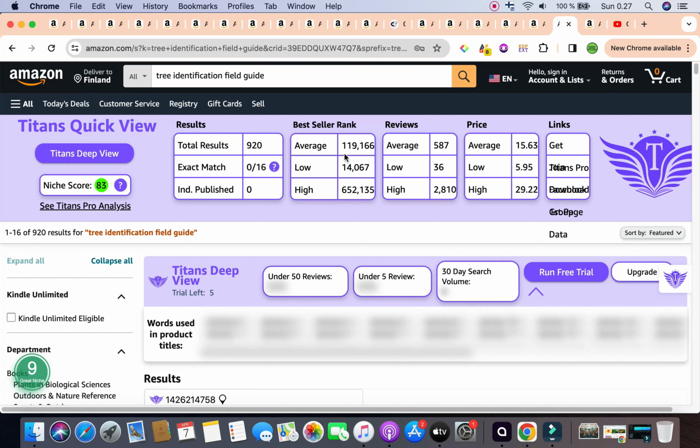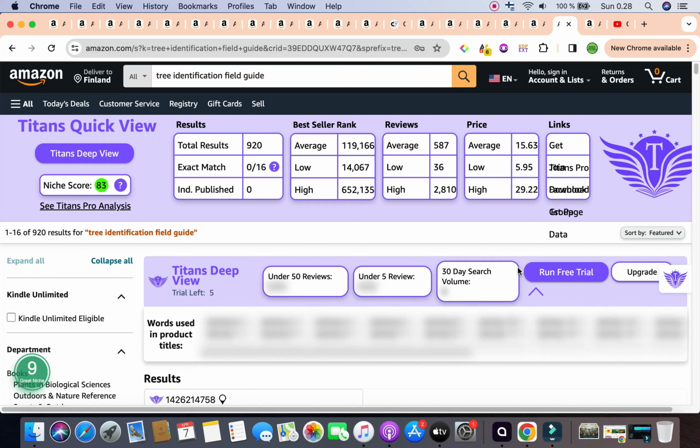Average bestseller rank is also within the 100,000 range, and it is averaging 119,166. Average reviews of 587. Average price is $15.63. Now here we have a better, stronger keyword because we know exactly what we're doing.